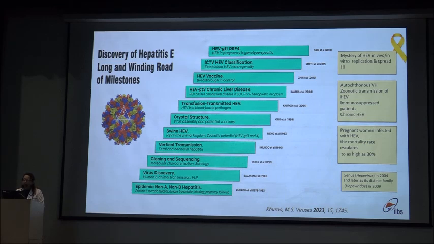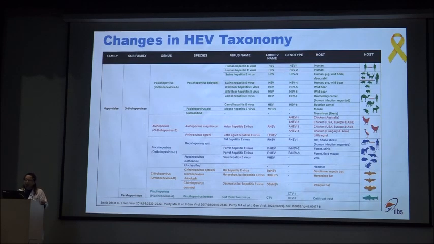So many of the latest things are happening, like the mystery of HEV, how it is replicating in vivo and in vitro, autochthonous zoonotic transmission, which I mentioned, how it is causing chronic infections, and how, in pregnant females, the new role of the ORF4 region in the virus has been shown to cause genotype-specific pregnancy outcomes.